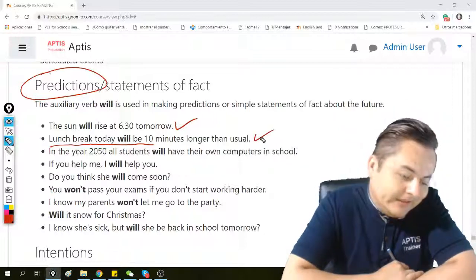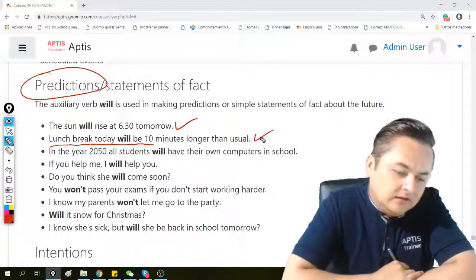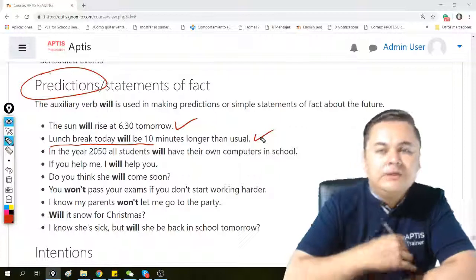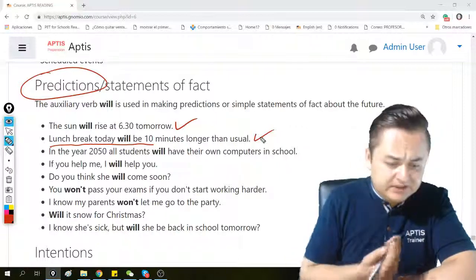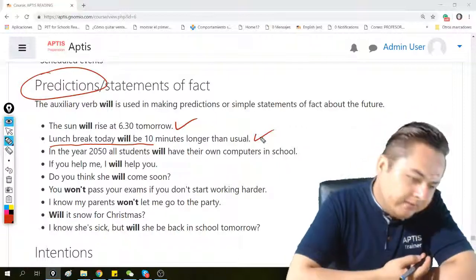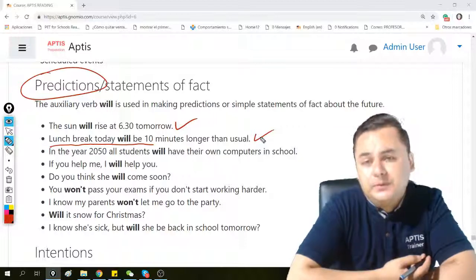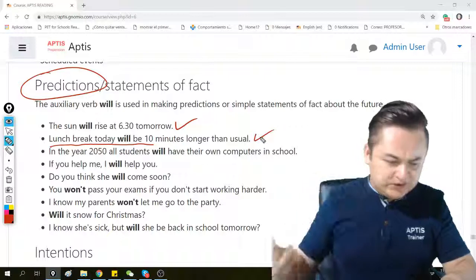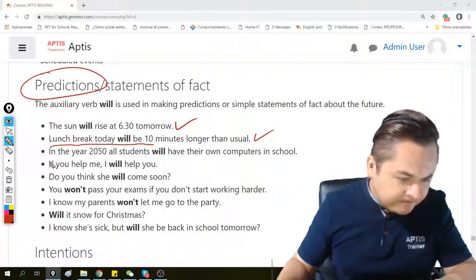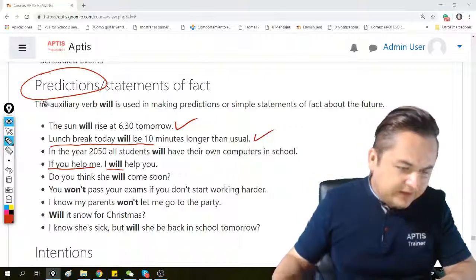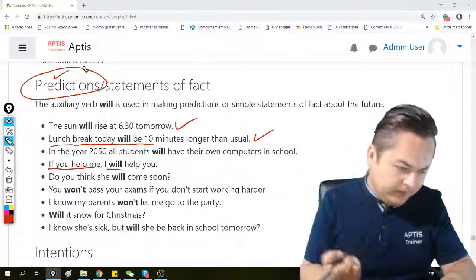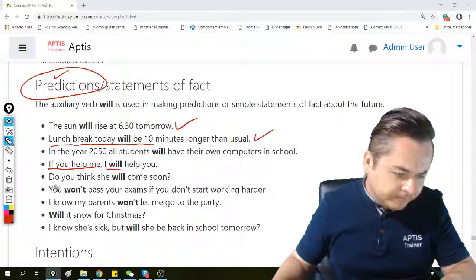I can also say that in the year 2050, all students will have their own computers in school, meaning this is a prediction. If you help me, I will help you, meaning this is a conditional sentence. We studied the topic in the last unit. And again, it is a prediction. You help me, I help you. You help me, I will help you.